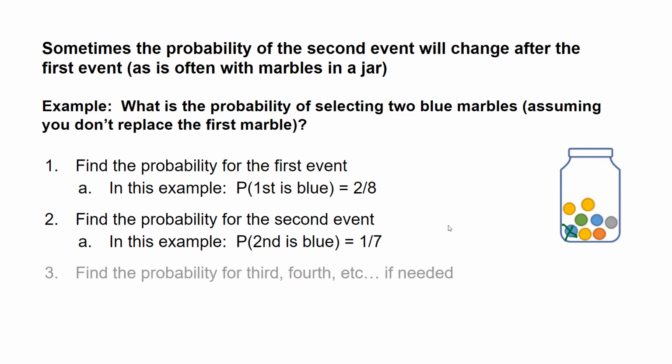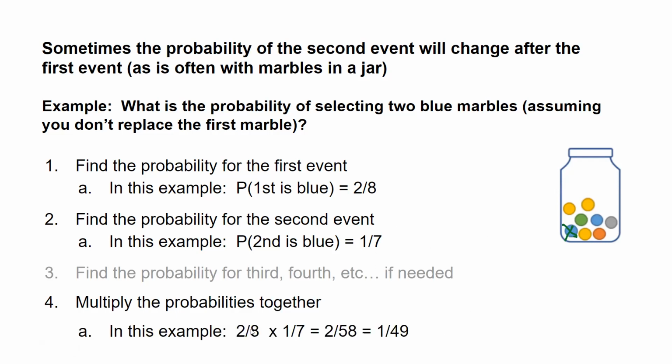Once again, we don't need to find a third or a fourth event, and we multiply the probabilities together. We've done the hard part here. Let's multiply them together. 2 over 8 times 1 over 7 is 2 over 56, and that can be reduced to 1 over 28. That's the answer to that question, but we needed to make an adjustment for the second event because we did not replace that marble, and it changed the probability for the second event.